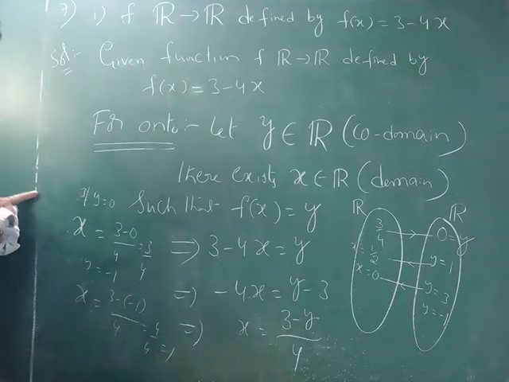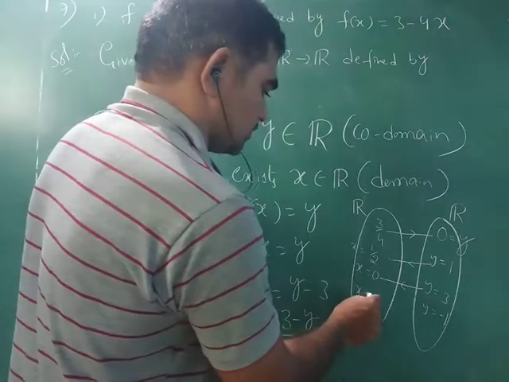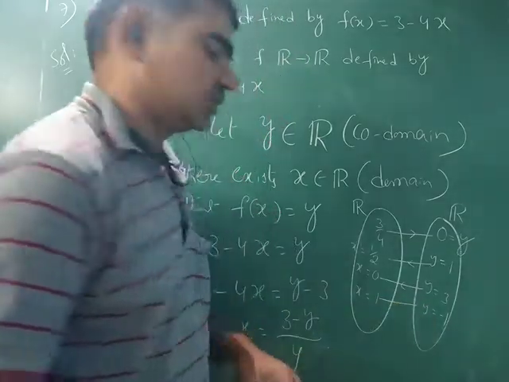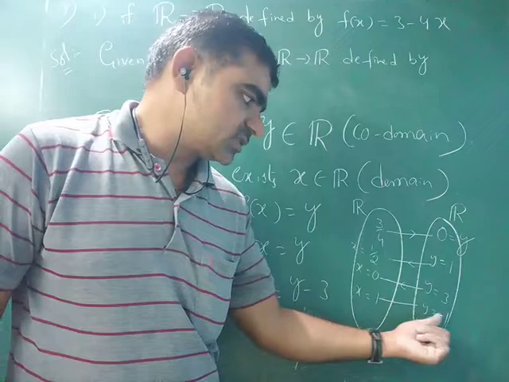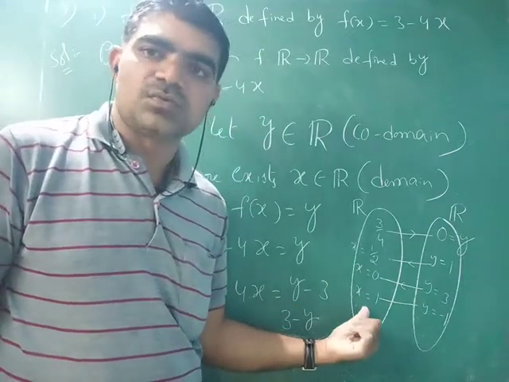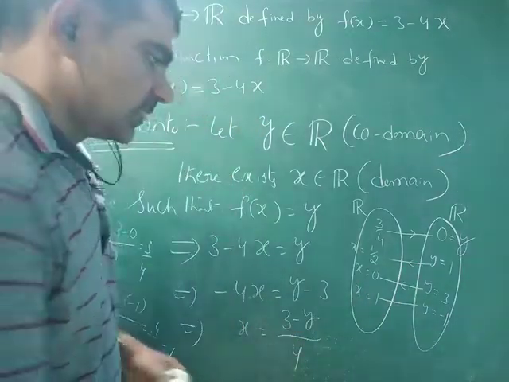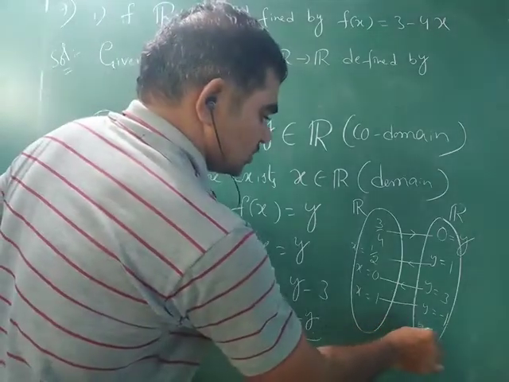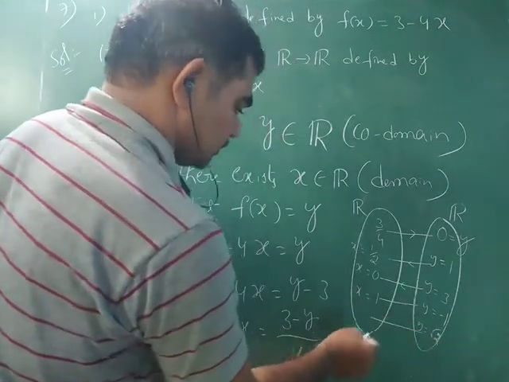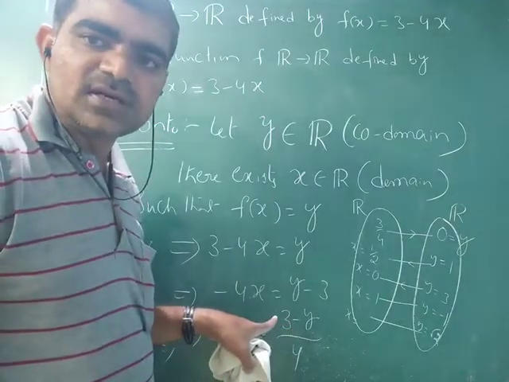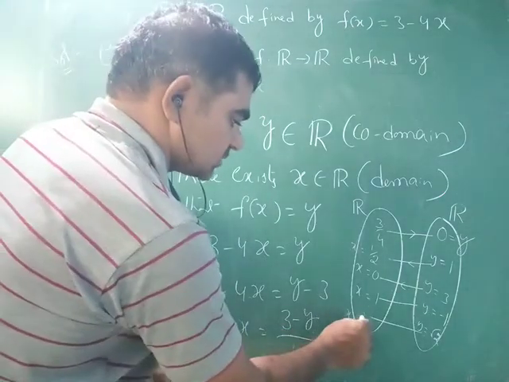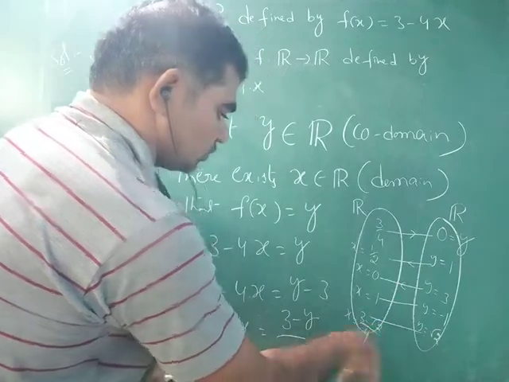4 by 4 is 1. So x value is what? 1. If y is minus 1, x value is what? 1. Next, suppose y is root 2, what is the x value? It is 3 minus root 2 by 4.